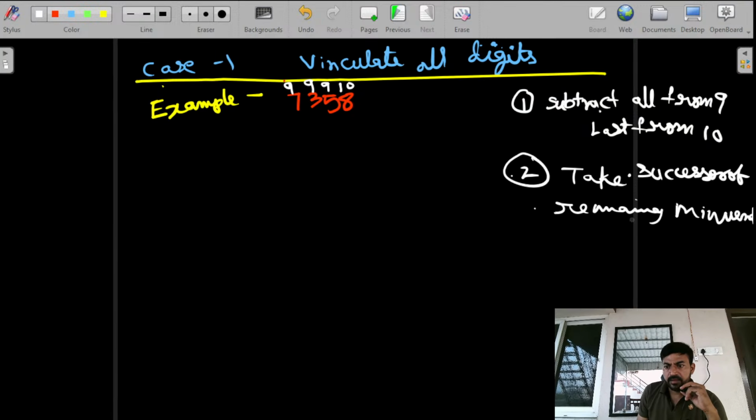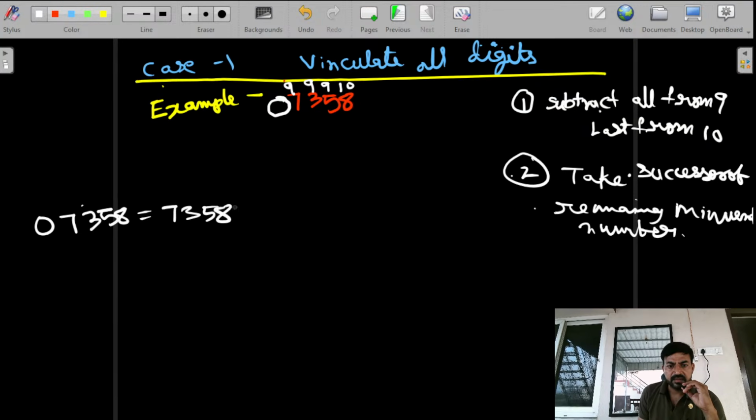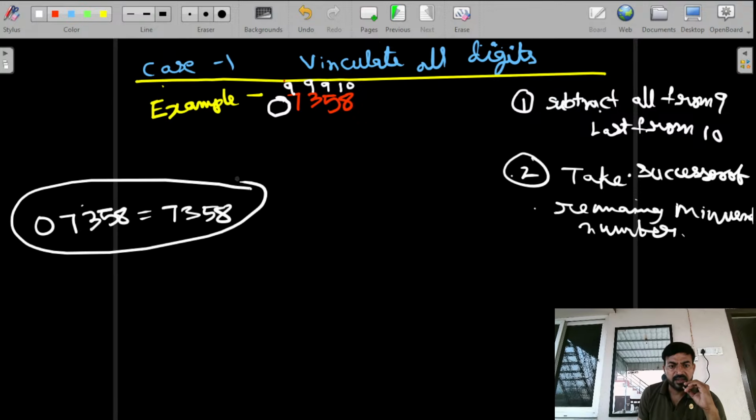Successor of the remaining minuend number. Here we don't have any remaining number, so first you can add 0 here. Remember, if you cannot find any remaining digit, you can add 0 in front, because if you add 0 to the left side of the number, the value will not change. 07358 equals 7358. I have explained this concept already. If you add 0 to the left side of the number, the value will not change.